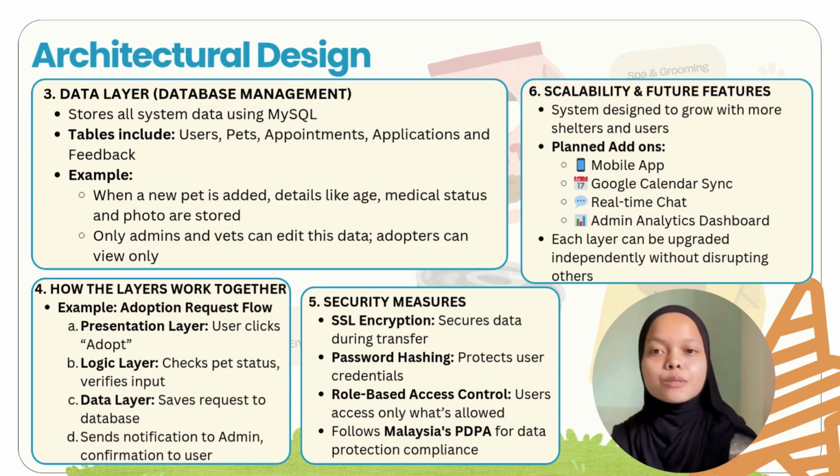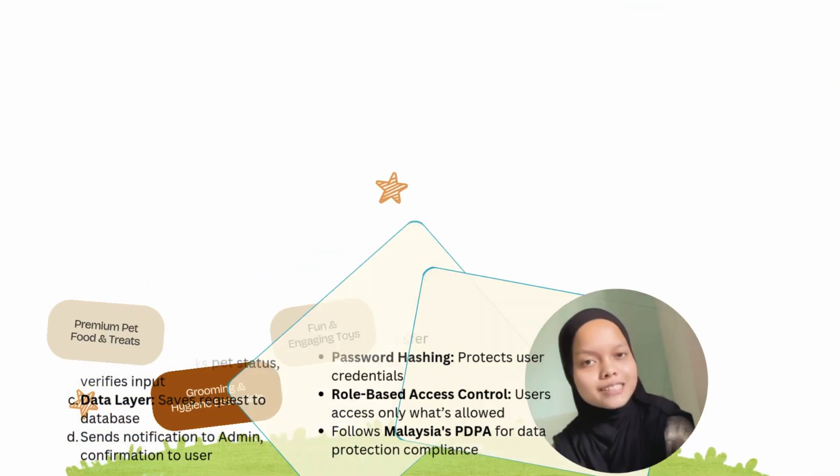Finally, the system is built to scale. In the future, we plan to develop a mobile app, introduce calendar syncing, real-time chat with shelters, and a smart analytic dashboard for admin. Since each layer is separated, we can upgrade or expand features without affecting the whole system. In conclusion, our architectural design supports efficiency, security, and feature growth, which makes it ideal for modern animal shelters and pet adoption service.